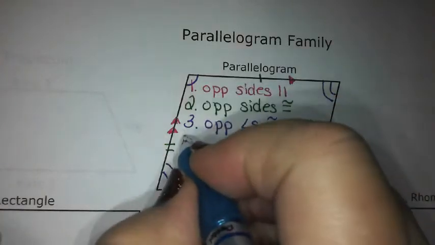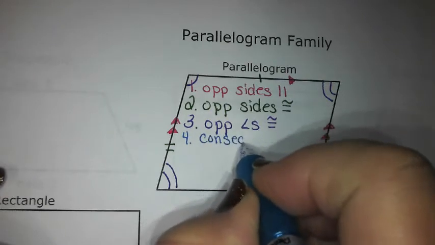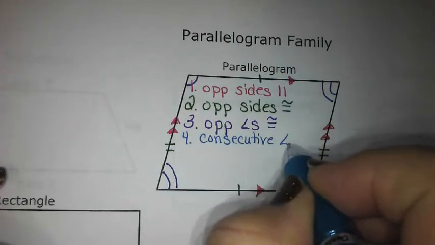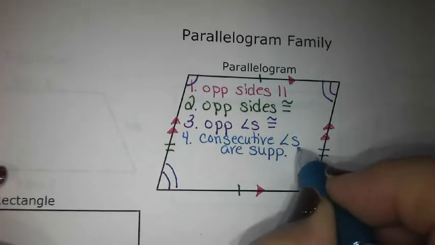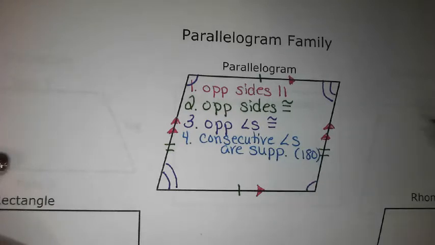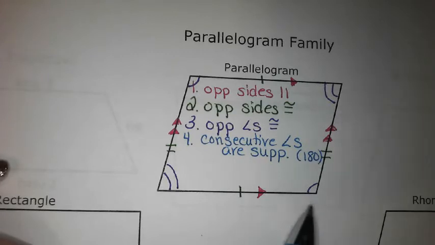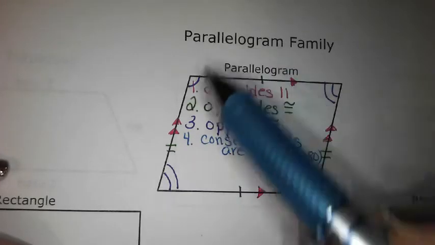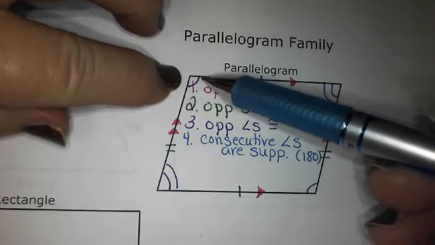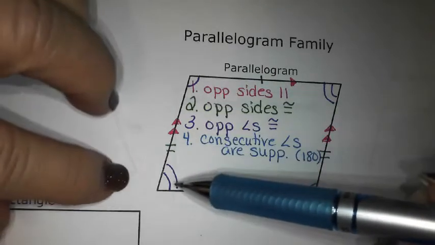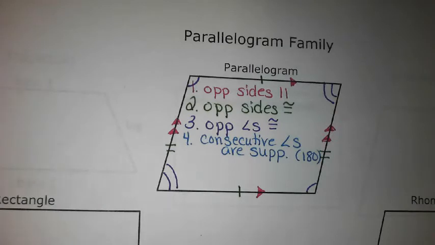Number 4 also has to do with the angles, but it has to do with the consecutive angles. Consecutive angles are supplementary. Remember, that means they add up to 180. So this angle and the one next to it add up to 180. These two add up to 180. And that has to do with the parallel lines. Remember, if the lines were parallel, the same side interior angles were supplementary, and that's what these angles are. They're the same side interior angles.